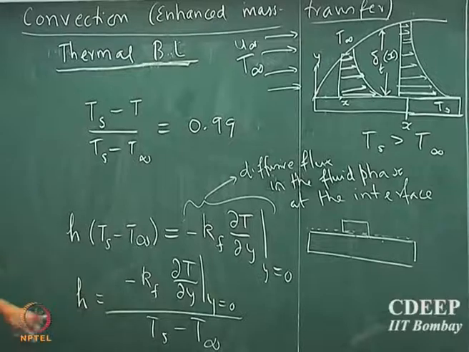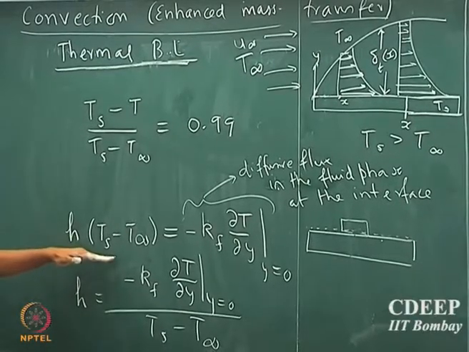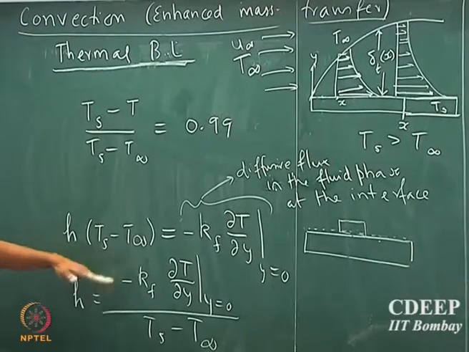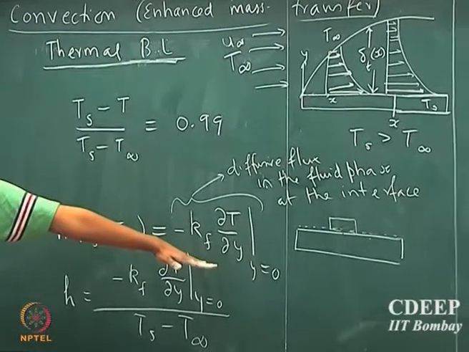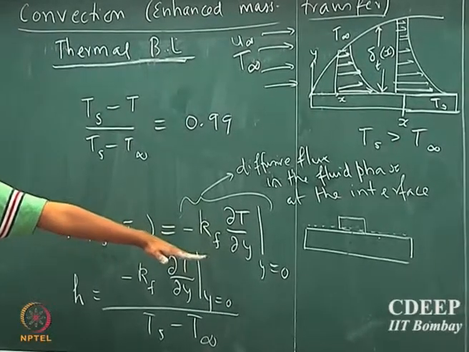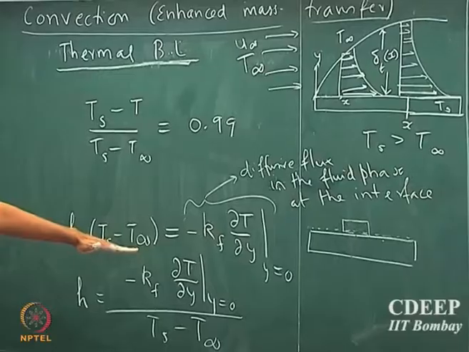Remember that it's the conductivity of the fluid and not conductivity of the solid. Okay. So we are equating the flux of heat that leaves the solid and goes into the fluid phase with the flux that is actually conducted by the fluid because of diffusion at the interface, because the velocity is 0. Okay.